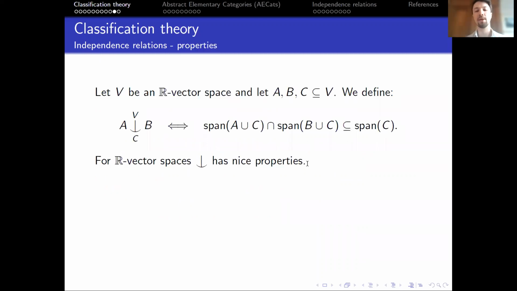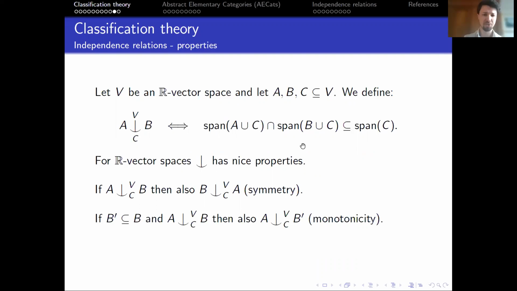This is the definition again, and this independence relation has a bunch of very nice properties. For example, it's symmetric. We can swap the sides of the independence relation, and this should be direct from the definition. It's also monotonic. So if B prime is contained in B and A is independent from B, then A is also independent from B prime. Again, this should be obvious from the definition. And then there are some more, and I'll go into them later, but for now this is just to give an idea of the kind of properties that I'm talking about.